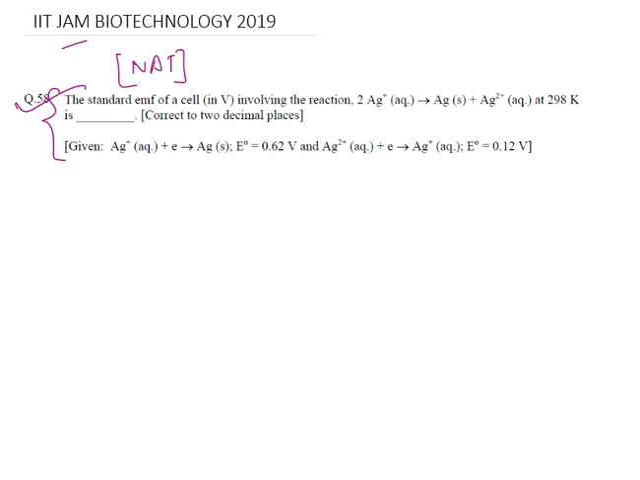The standard EMF of a cell involving the reaction 2Ag+(aq) → Ag(s) + Ag2+(aq) at 298 K is what? Now we need to find the answer correct to 2 decimal places, and we are also given that Ag+ + e- results in Ag(s), and here the standard EMF is 0.62 V, and Ag2+(aq) + e- results in Ag+(aq), and here the standard EMF is 0.12 V.